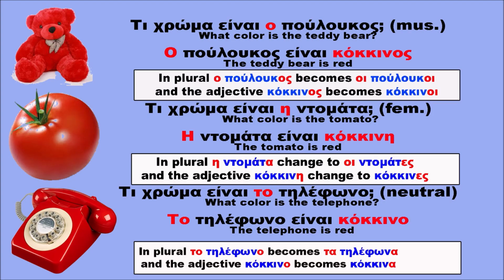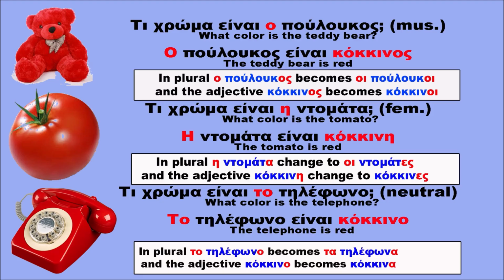Τι χρώμα είναι ο αρκούδος? Masculine. What color is the teddy bear? Ο αρκούδος είναι κόκκινος. The teddy bear is red. And in plural, ο αρκούδος becomes οι αρκούδοι. And the adjective κόκκινος becomes κόκκινοι.